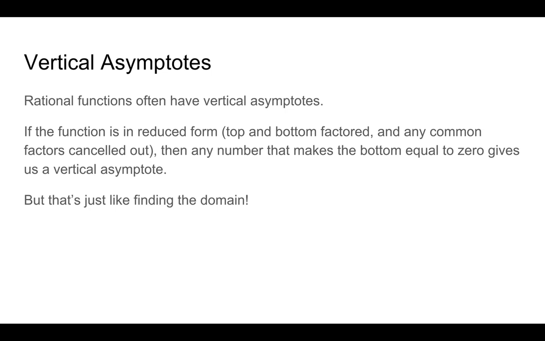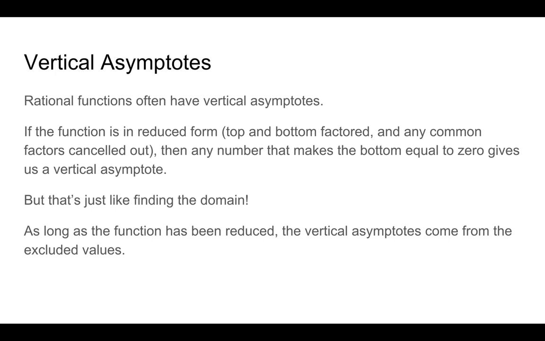But that's just like finding the domain. Finding the domain and finding the vertical asymptotes are the same question. We just write the answers a little differently. So, if you have a function, it's already been reduced. You've already canceled anything that cancels. The vertical asymptotes, the excluded values, same thing.